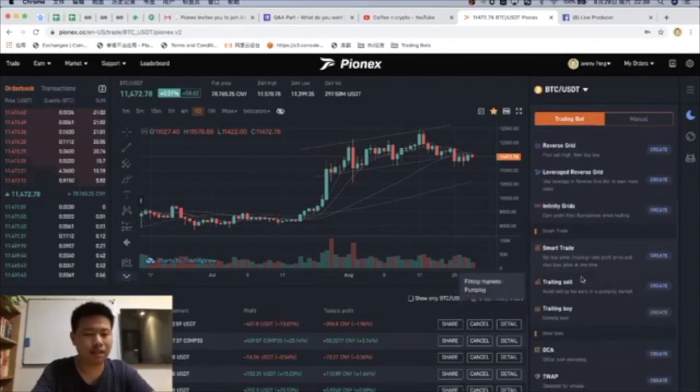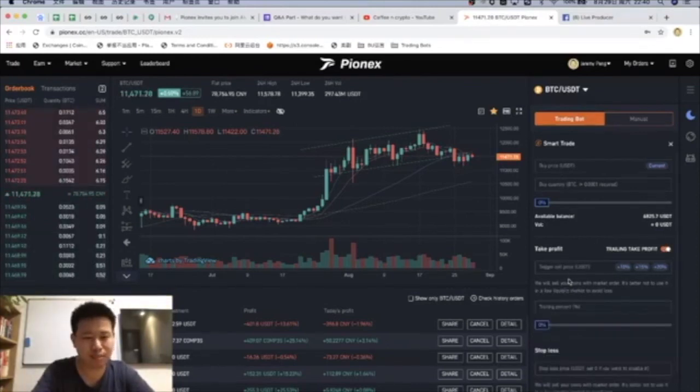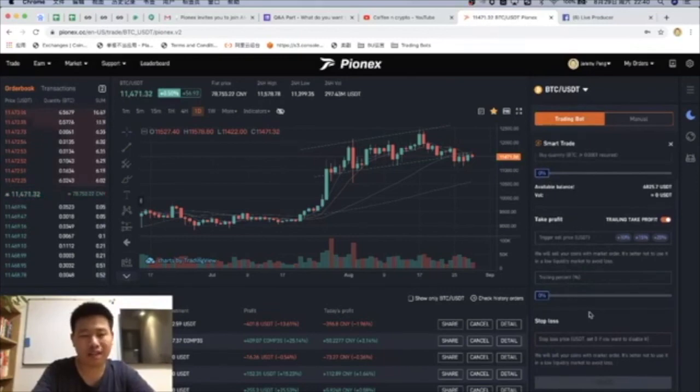And the new bot, the Smart Trade series. So I want to introduce the Smart Trade today. It is very good to use when there is a pumping market. So you can set the buy price, buy quantity, the take profit price, and also trailing take profit and stop loss at the same time.